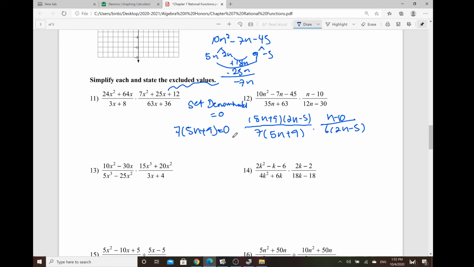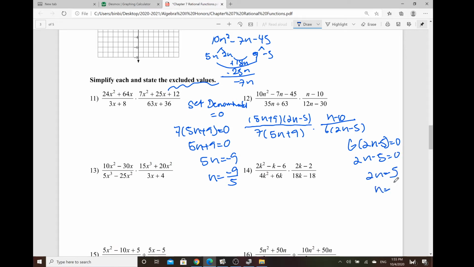The 7 has nothing to do with the 0, so we can divide both sides by 7. The only thing that matters is the binomial. So 5n plus 9 equals 0, so 5n equals negative 9, which means n equals negative 9 over 5. That's an excluded value. For the other excluded value, 6 times 2n minus 5 equals 0. Again, the 6 has nothing to do with the 0, so just 2n minus 5. So 2n equals 5, and n equals 5 over 2. Anytime you factor the top and the bottom, just set the denominator equal to 0 to get the excluded values.